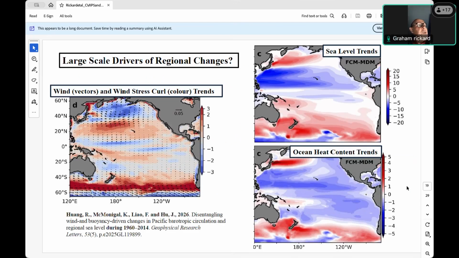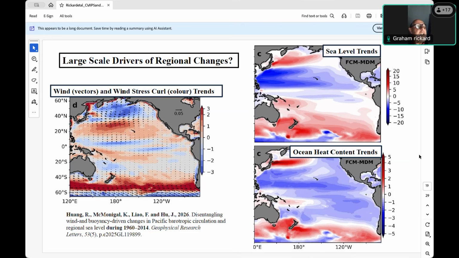So what do we think is actually going on? Well, we haven't done this, but lots of people have been looking at it. There are large-scale drivers of this regional change. On the left-hand side, you'll see the vectors of the winds and also the wind stress curl. Generally, as we know in the Southern Ocean, the winds have increased, but not only have they increased, they've also moved slightly further south. That's associated with changes in where the wind stress curl is occurring.